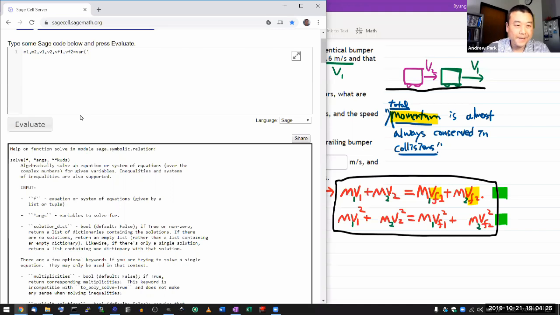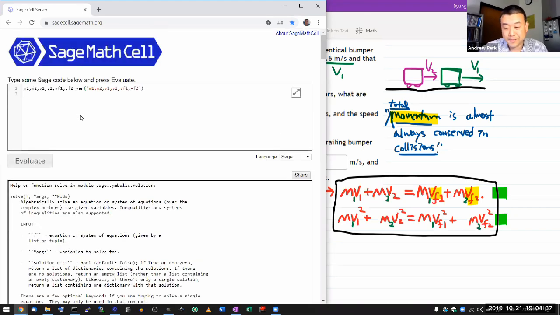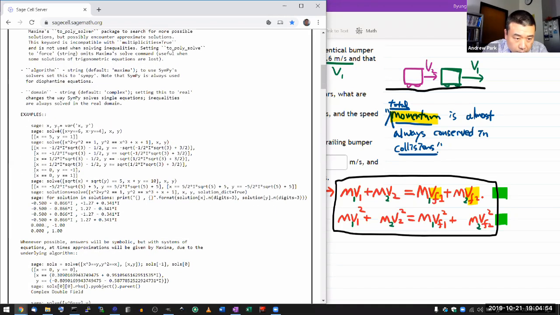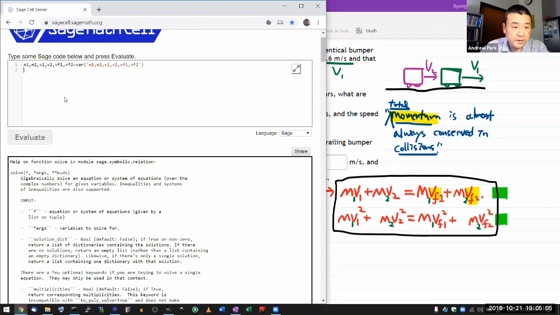Var. Okay, m1. I don't know why this is necessary. I don't know Sage all that well. I used Mathematica for a lot longer, so I know Mathematica better, but this is free. Free forever. Okay, so those will define these symbols as variables so that the program won't get confused. Now what I need is to specify this solve expression. It works this way: this expression defines the system of equations you're trying to solve, and these are the variables you're trying to solve for. So let me write it down.